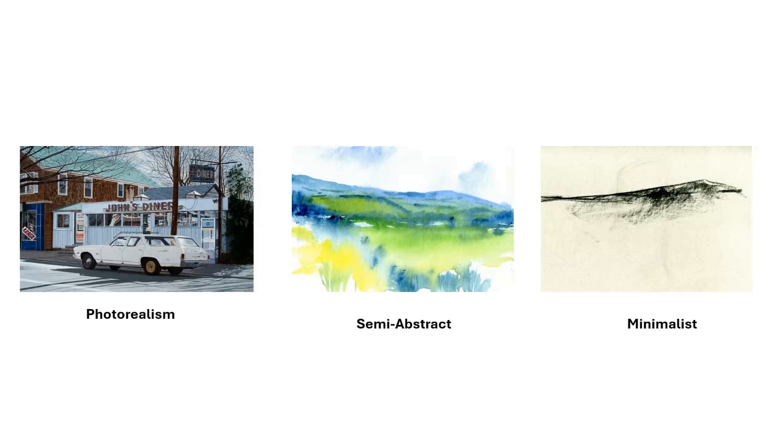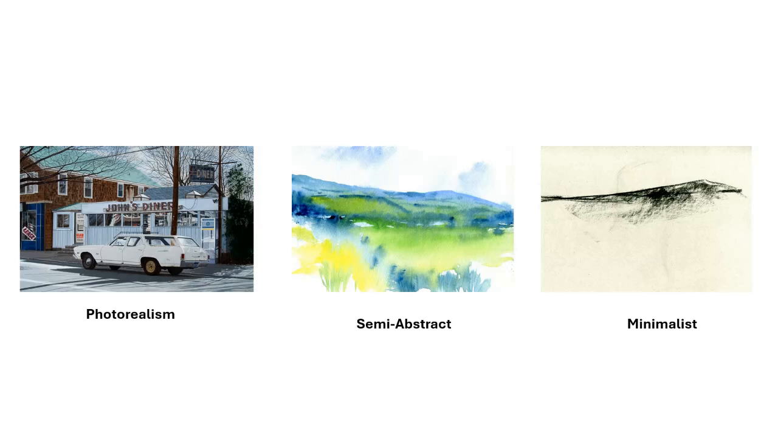So for example, on screen we have three paintings or drawings. On the left, that photorealism painting. In the middle, what I call semi-abstract painting. It's still representational. I think most people would look at it and say it's a landscape painting, but it's obvious that the amount of detail in it is very, very limited compared to the painting on the left, the photorealist painting. And then you can go even further.